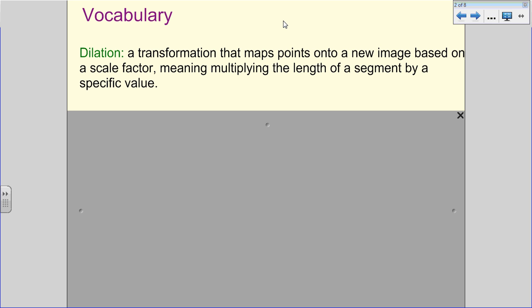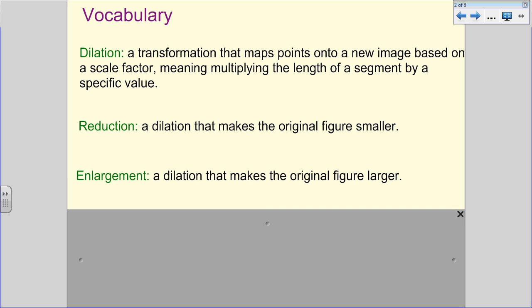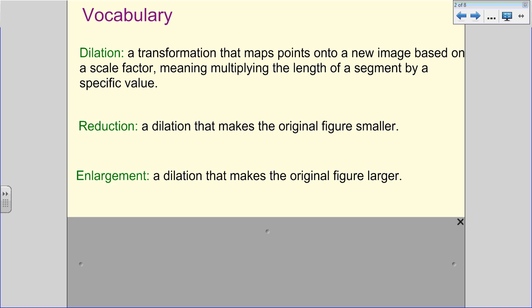So if we want to enlarge this, think of your pupils dilating and contracting. If we want to enlarge it, we're going to multiply by a number greater than 1. If we want to decrease the length of it, if we want to make it smaller, reduce it, we're going to multiply by 1/2 or a fraction. A reduction is a dilation that makes the original figure smaller. And then an enlargement is a dilation that makes the original figure larger. So those two vocab words should be common sense. So let's take a look.